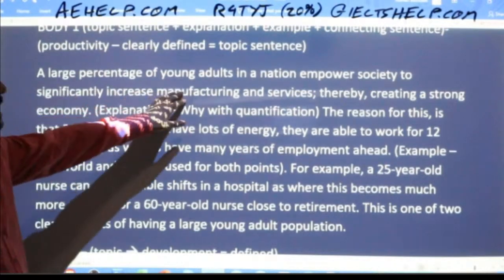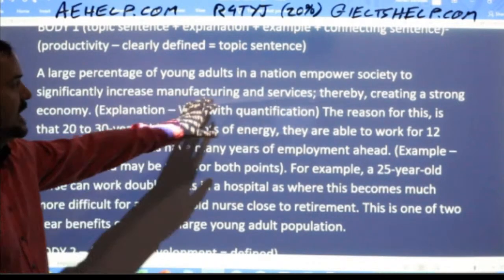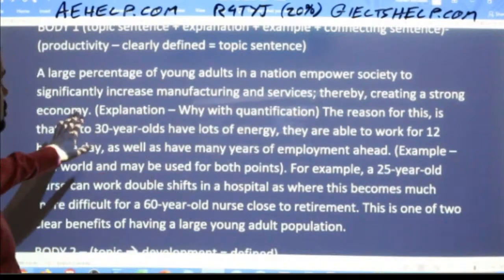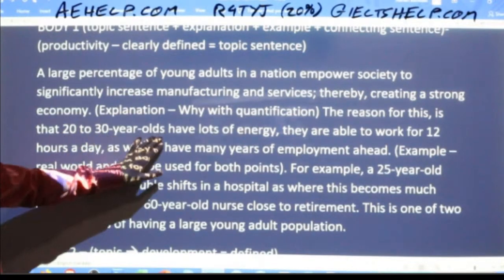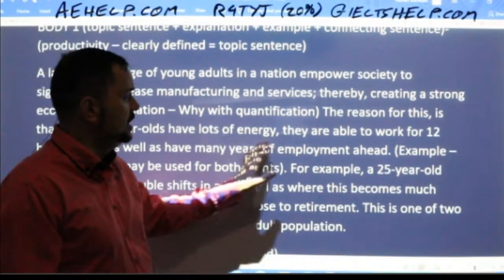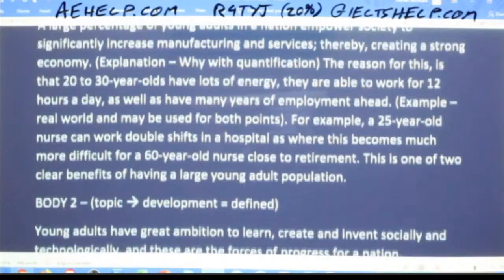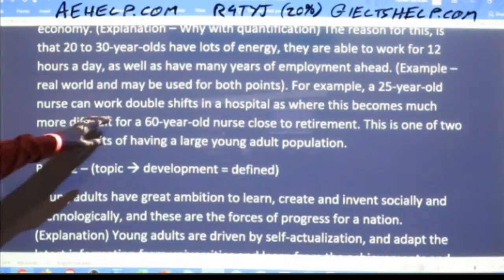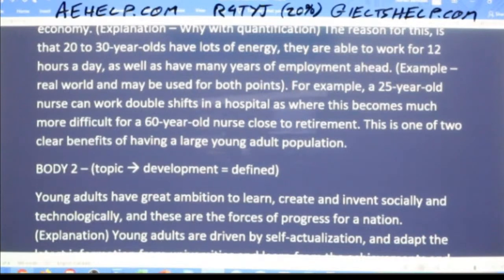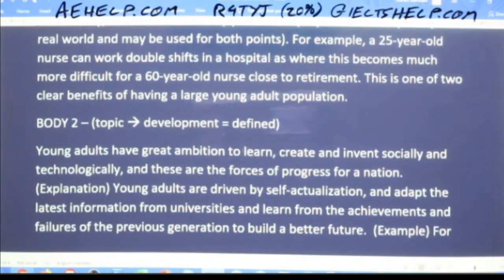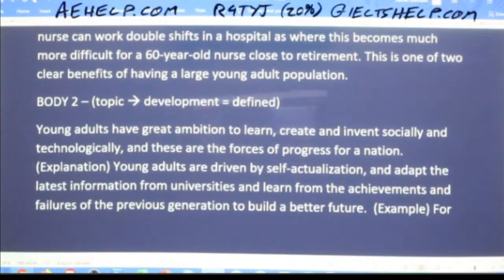A large percentage of young adults in a nation empower society to significantly increase manufacturing and services, thereby creating a strong economy. The reason for this is that 20 to 30 year olds have lots of energy. They are able to work 12 hours a day, as well as have many years of employment ahead. For example, a 25-year-old nurse can work double shifts in a hospital, as where this becomes much more difficult for a 60-year-old nurse close to retirement. This is one of two clear benefits of having a large young adult population.